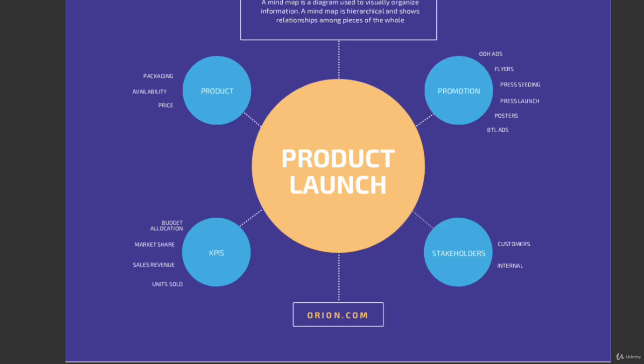Also, as I said, you can go on Canva and you can change all of these things based on what you want. But this is an example of how to use mind mapping at work.